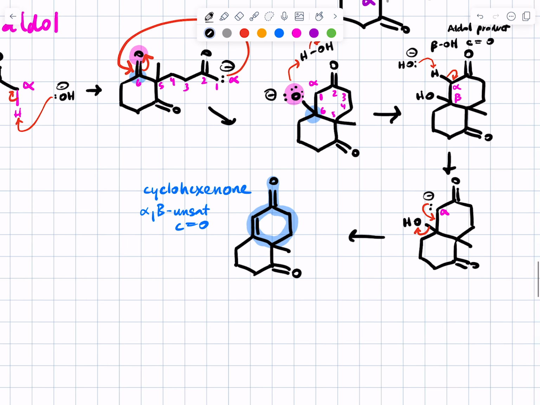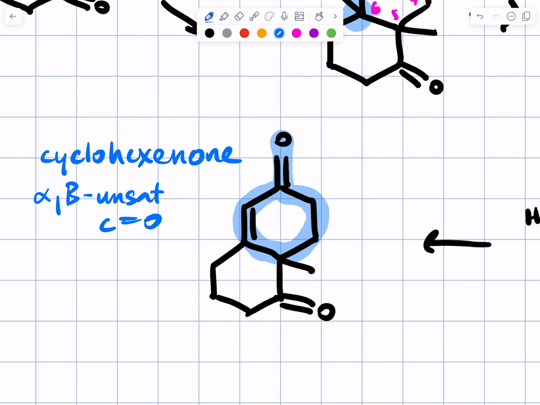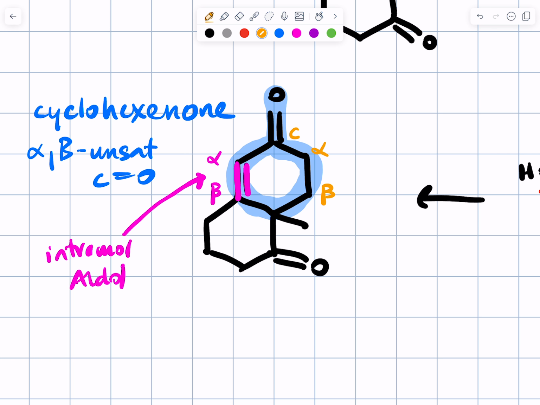Before we do that, let's look at our product from the Robinson annulation. Let's notice that the alpha and the beta carbons in the cyclohexene product are the two bonds that were made in that last intramolecular aldol reaction. On the other side, you want to identify the orange alpha carbon and the orange beta carbon, and this will be the bond that we made in the Michael reaction.